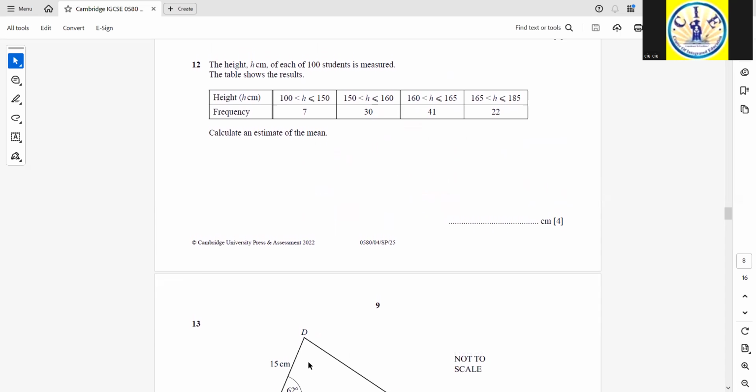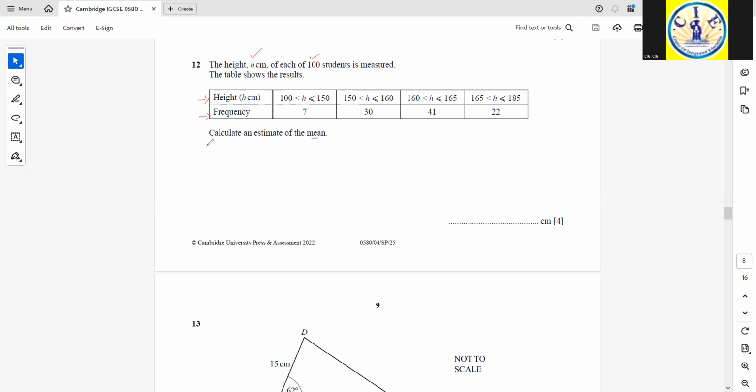Okay, now it is question number 12. The height, to the nearest centimeter, of each of 100 students is measured. The table shows the results. Height is given in centimeters, and the frequency, that means the number of students. Calculate the estimate of the mean.